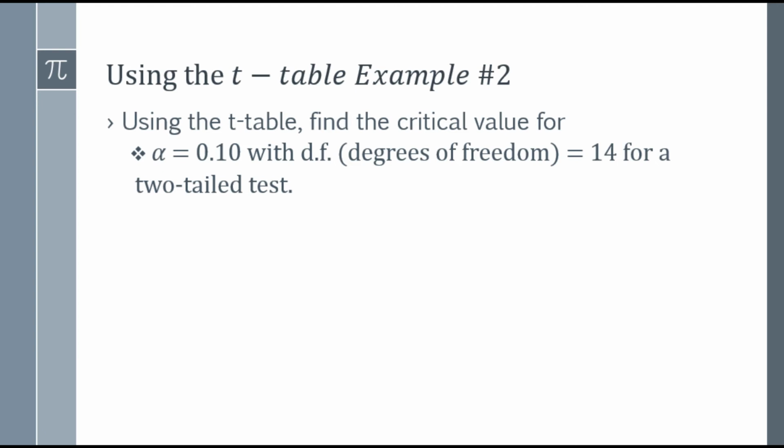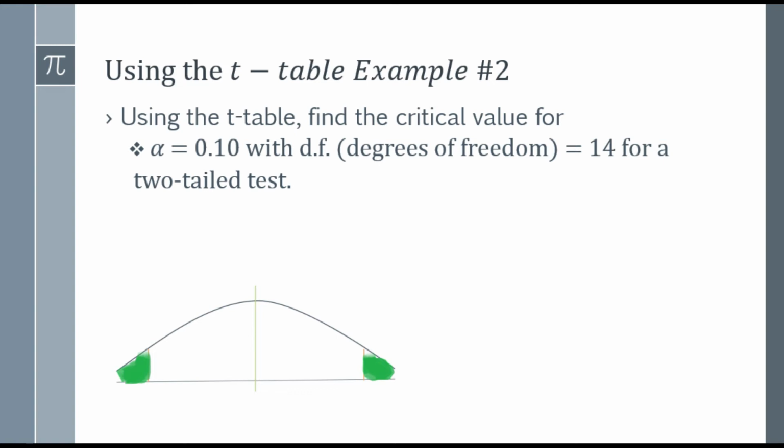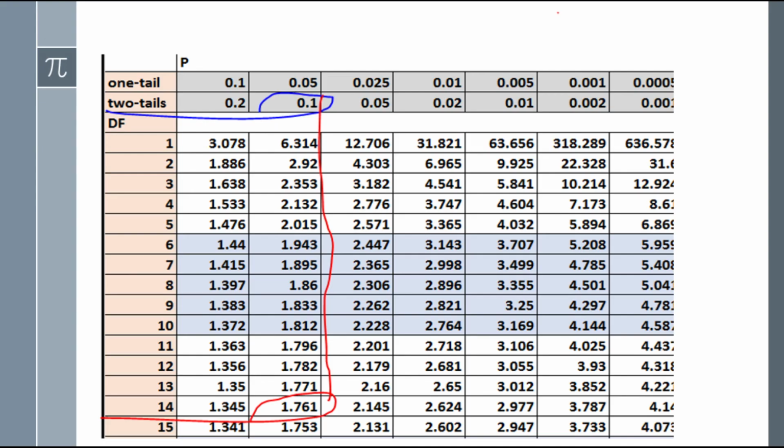Okay, so let's have another example. Using the t-table, example number 2, find the critical value for alpha is equal to 0.10 with degrees of freedom is equal to 14 for a two-tailed test. So again, pag two-tailed test, yung critical region mo nasa kaliwa at nasa kanan. So makikita mo siya sa screen. So remember, level of significance natin ay 0.10, degrees of freedom ay 14, and a two-tailed test. So, napin natin siya. Two-tailed, tapos 0.1 at 14.